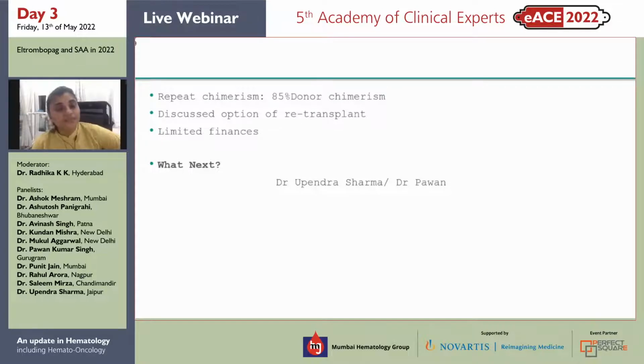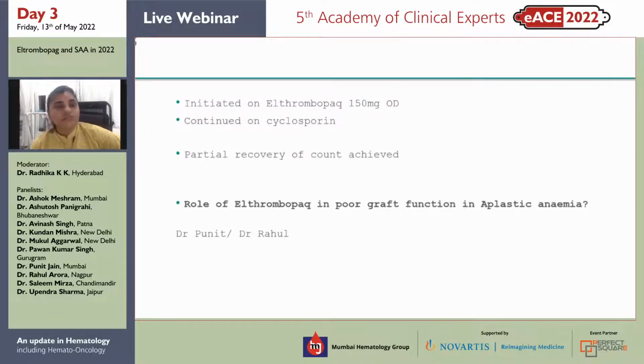Next slide, please. Next slide, my last slide. Next. So we initiated the patient on eltrombopag 150 mg OD. We reduced the dose of cyclosporine but continued low-dose cyclosporine. We got a partial recovery, and the counts were achieved. There is good literature which shows the role of eltrombopag in poor graft function in aplastic anemia. Any comments by any of the panelists here? Eltrombopag usage in poor graft function post-transplant.